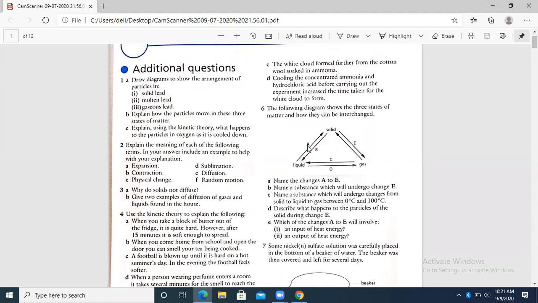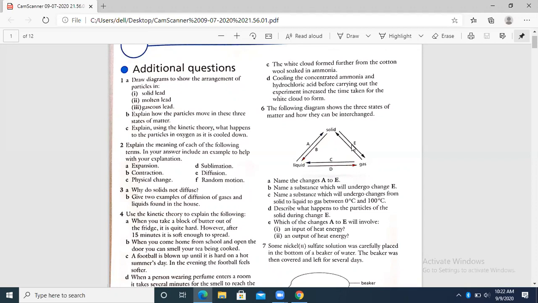Okay. A is freezing, or freeze. What is B? B, melting. Okay, melting. What is C? Condensation. Okay, good. What is D? Boiling, or evaporation, or evaporating. Yes, both are correct. Evaporating or boiling. What is E?